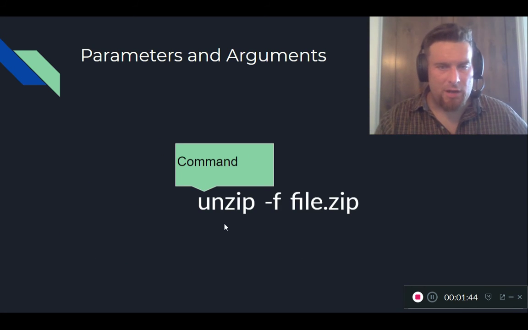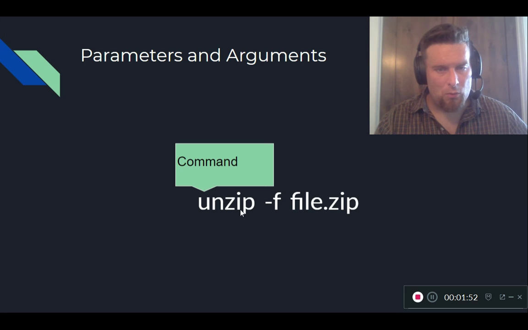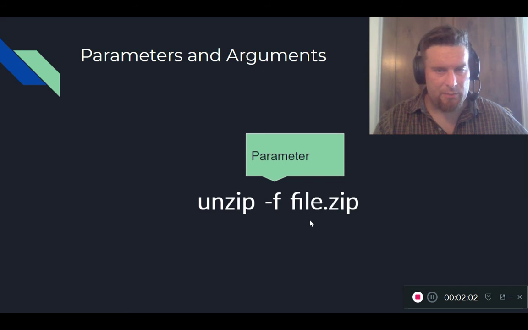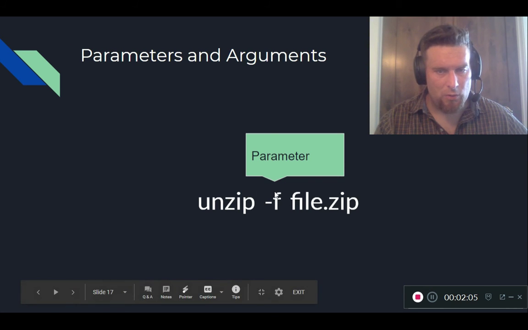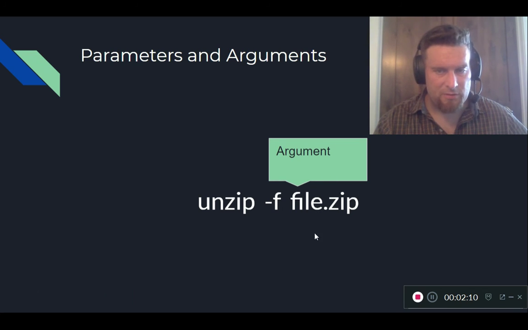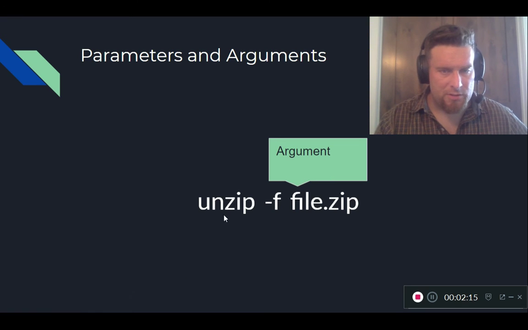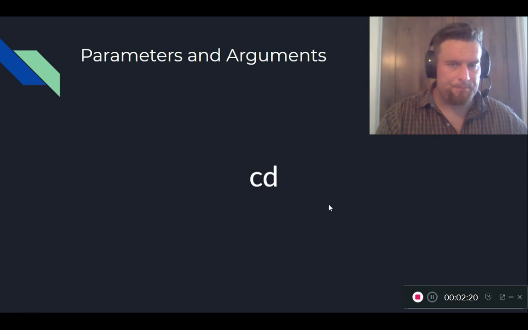So parameters and arguments. Okay, so there's this notion of, say if we were at the terminal and we typed in unzip, it needs to know what to unzip. So some commands take what's called a parameter, -f, that means I'm about to tell you what file to unzip, and then this would be the argument. The name of the file in this case would be file.zip. So the argument gets passed into the parameter, which gets passed into the program. So now it knows what file to unzip.